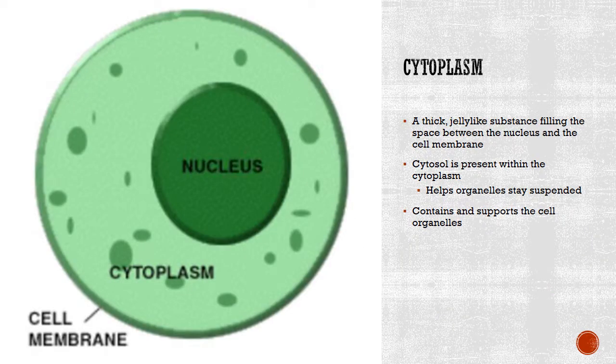Next, we'll discuss cytoplasm, which is a thick, jelly-like substance filling the space between the nucleus and the cell membrane. Cytosol, which is a clear gel present within the cytoplasm, helps organelles to stay suspended. Overall, the cytoplasm contains and supports the cell organelles.